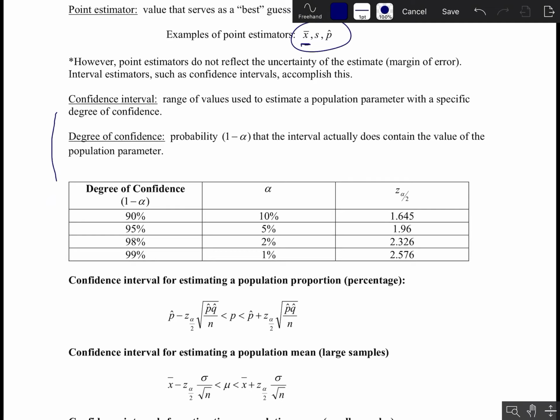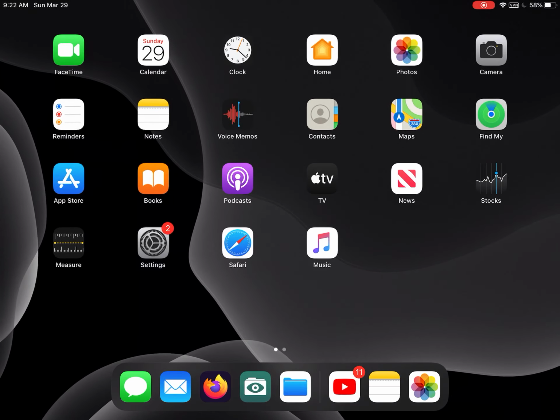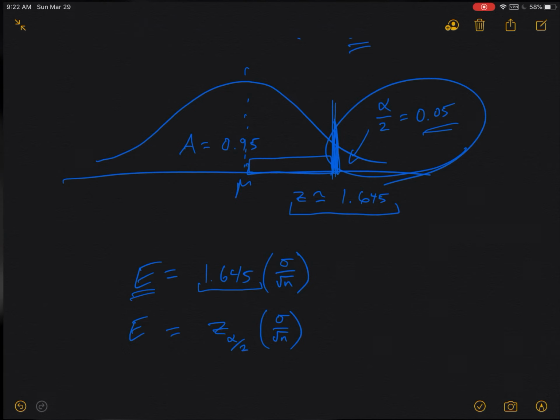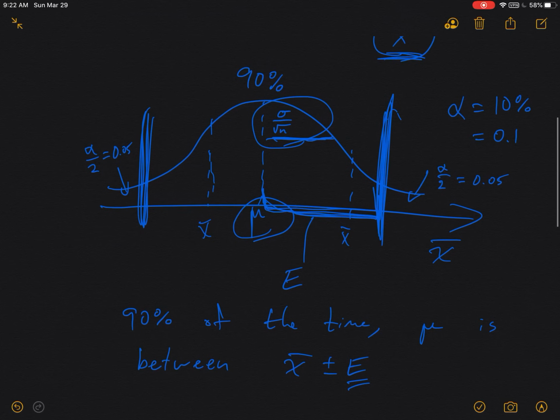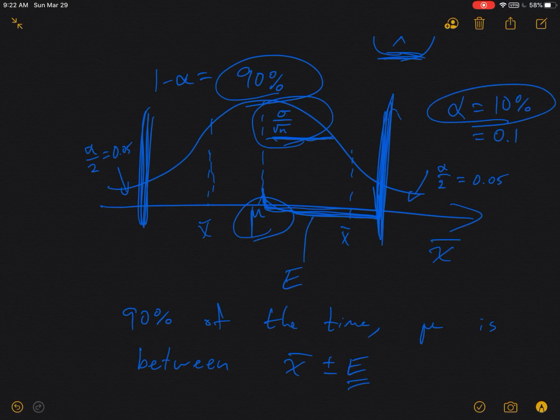So remember, in the picture that we talked about a second ago, I wanted a 90% degree of confidence, and that meant that 1 minus alpha was 90%. That's the area that lives on the inside of this graph. And the area on the outside then was 10%. And if we want 10% of the area to live on the outside of these walls, that means that 5% lives over here to the right and 5% lives over here to the left.